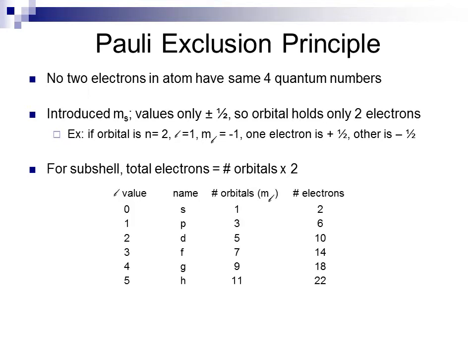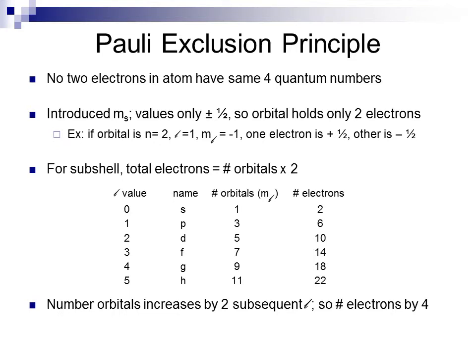So looking at a diagram of that, our s subshell, with 1 orbital, can have 2 electrons. The p subshell with 3 orbitals can have 6. The d with 5 can have 10, so on and so forth. The number of orbitals increases by 2 with each subsequent value of L, which means that for each increasing level of subshells, my number of electrons will go up by 4: 2, 6, 10, 14, 18, and so on.